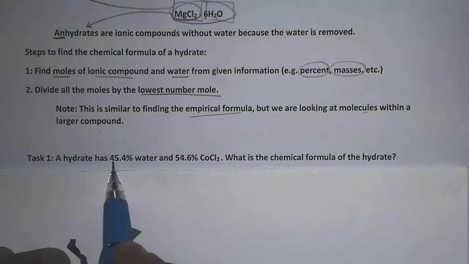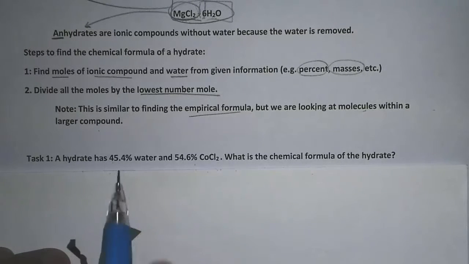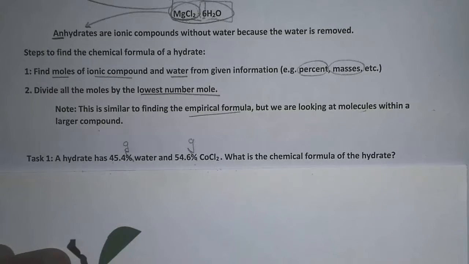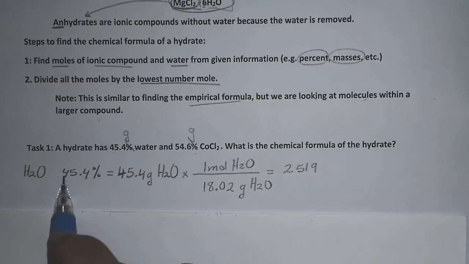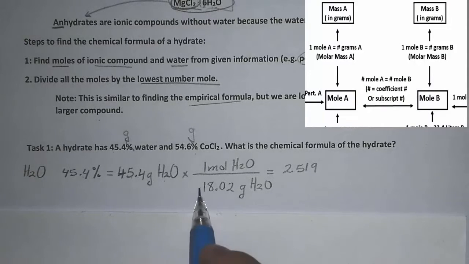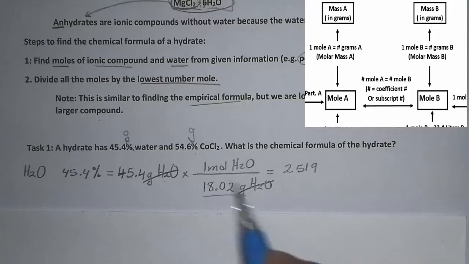Well, first of all, we have percentage, and we know that percentage is out of 100. So when we have percentage, we can assume that this sample is theoretically 100 grams. By doing that, we can change that to grams automatically. For water, I have 45.4%, and by assuming it's 100, I have 45.4 grams of H2O. Of course, I can convert it to mole easily by multiplying by the conversion factor of molar mass. Notice the mass is on the bottom, so the grams cancel out, giving us 2.519 moles of water.